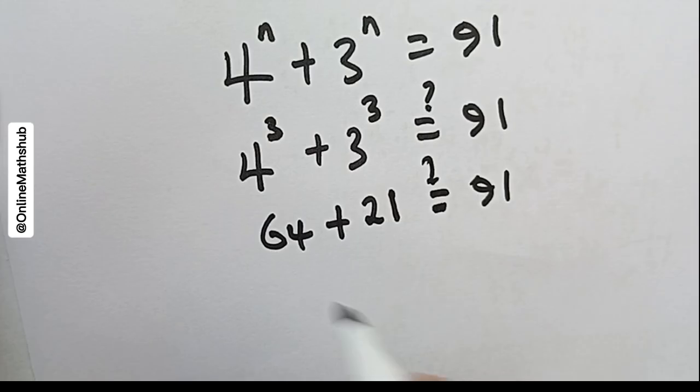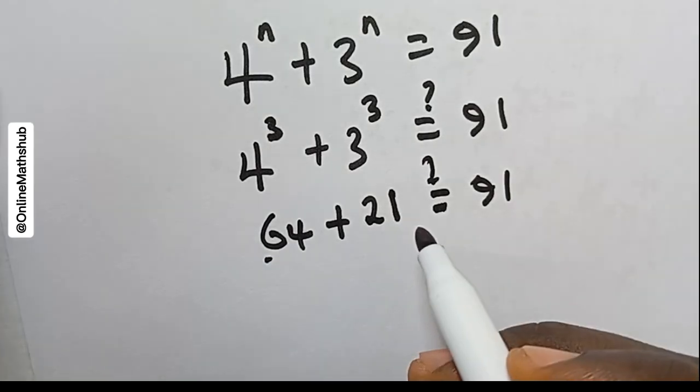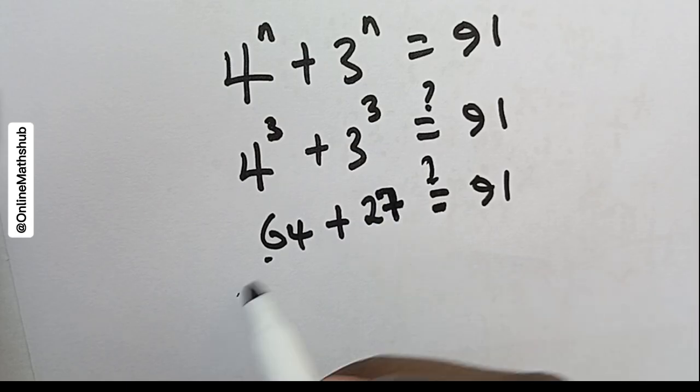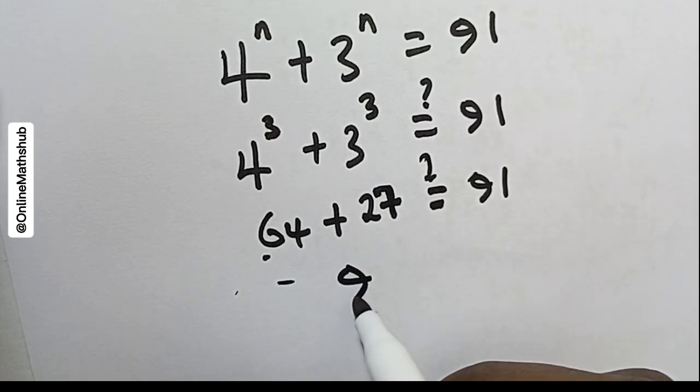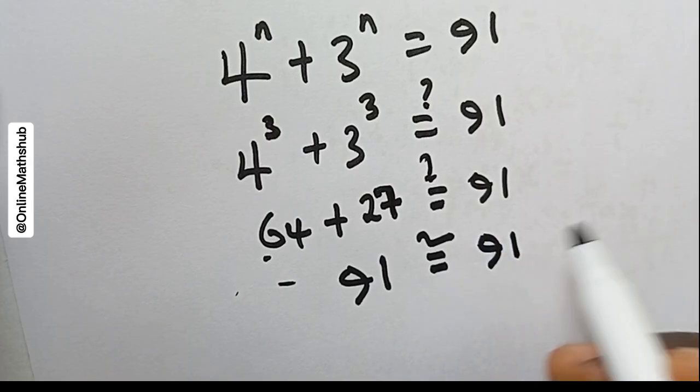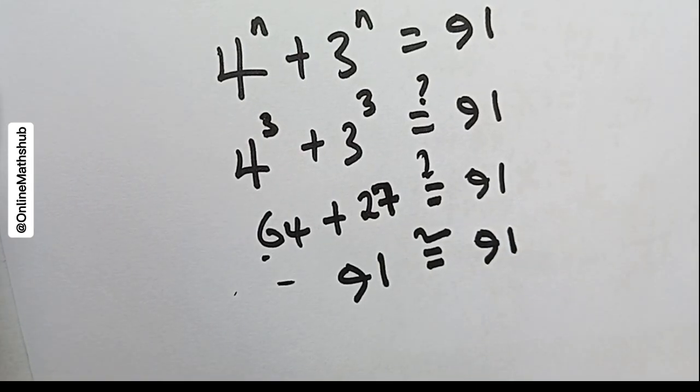And obviously you can see that 3 power 3 is 27. Okay, so when you sum both of them, this is equal to 91, and that shows that n equal to 3 satisfies the problem we are solving.